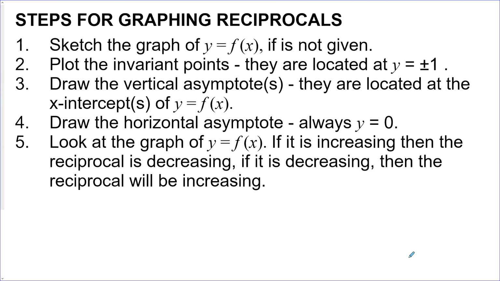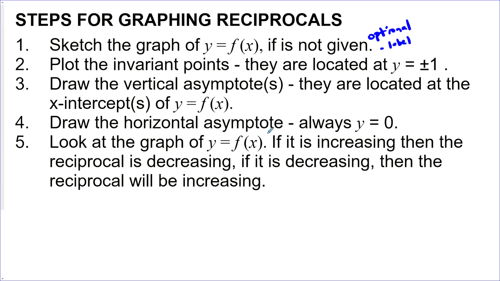Steps for graphing reciprocals. You may want to sketch the graph of y equals f of x, if it is not given. This is optional. And if you do it, make sure to label it. So don't just have two unlabeled graphs in your sketch. Plot the invariant points. They are located whenever y equals 1 and whenever y equals -1, because when we take the reciprocal of those, they're the same.